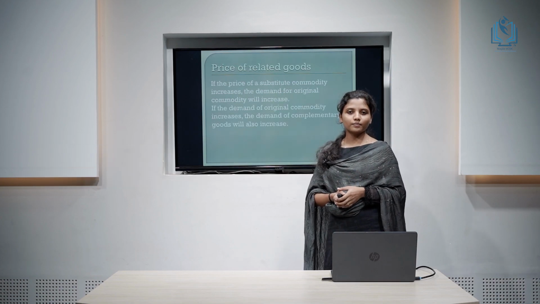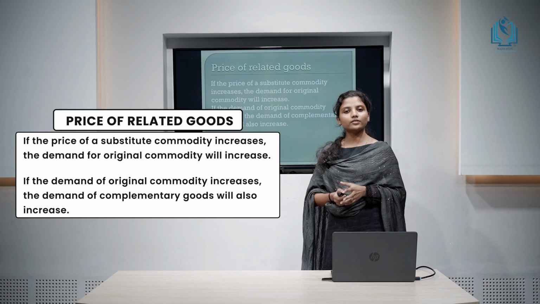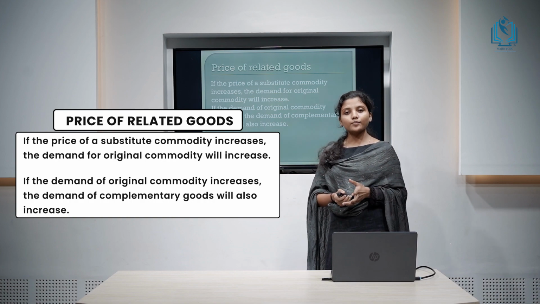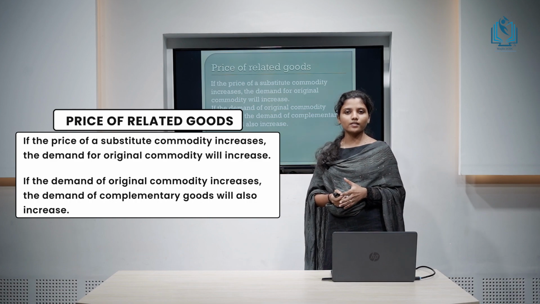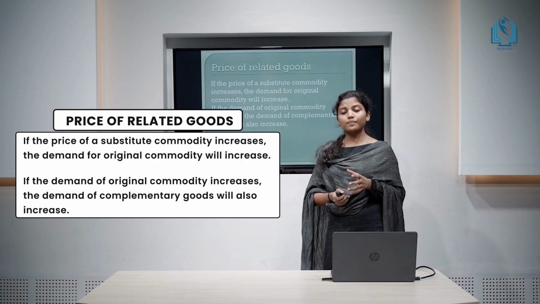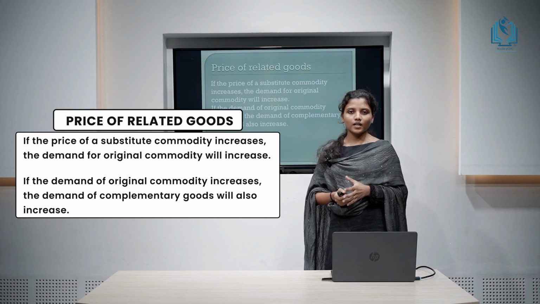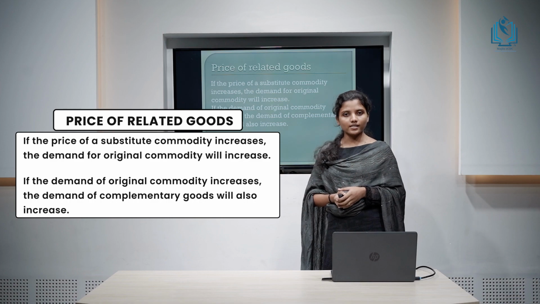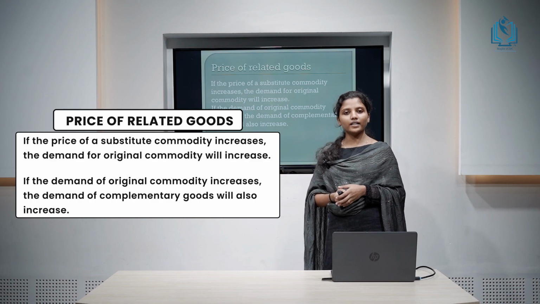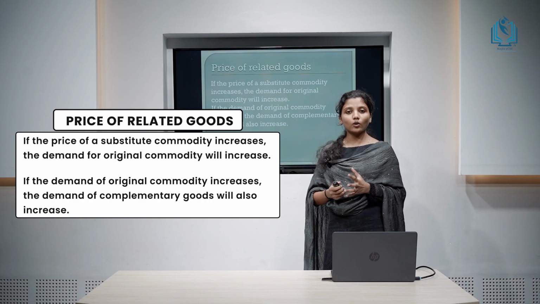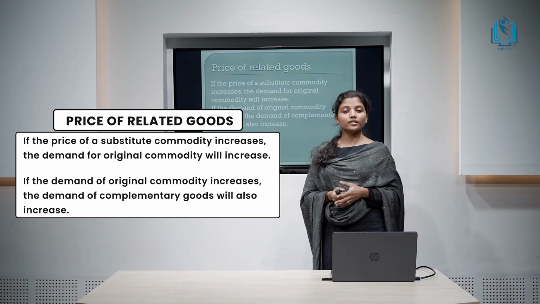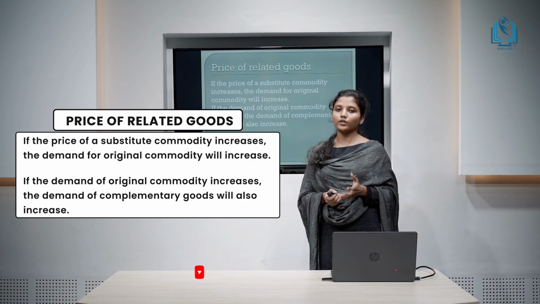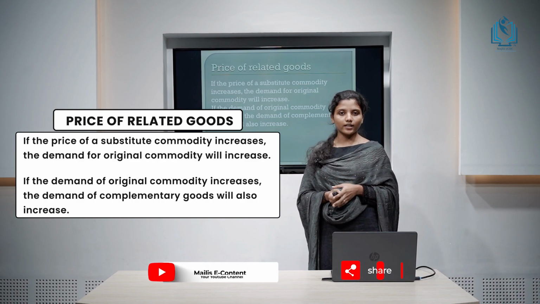Then the next factor is prices of related goods. There are mainly two types of related goods: substitute goods and complementary goods. Substitute goods are the goods we consume in place of the other. The best example is tea and coffee. Whenever the price of tea increases, consumers may shift their demand towards coffee because comparatively coffee's price is less than tea. So whenever the substitute commodity's price increases, the demand for the original commodity will also increase. So there exists a positive relationship.